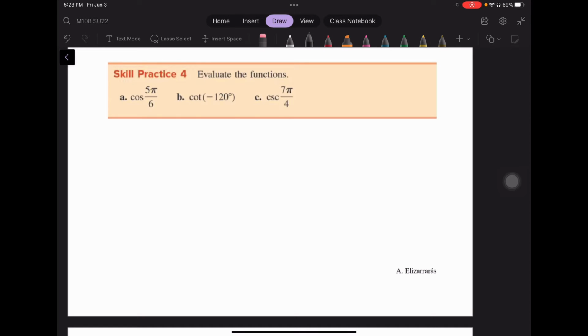Skill practice 4 says, evaluate the functions. Notice that this does not say use a calculator to approximate. We are going to find the actual values of this using some information that we had previously on our 30, 60, 90 triangles and our 45, 45, 90 triangles, and then finding reference angles. So let's start out with 5 pi over 6. Let's draw that and figure out what the reference angle is first. 5 pi over 6 is almost 1 whole pi, which means that is going to be going from the x-axis, swinging open to about here.